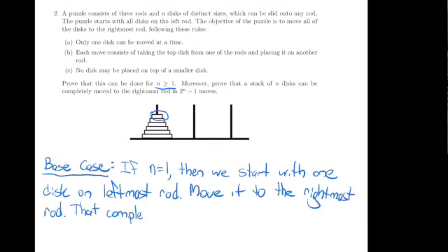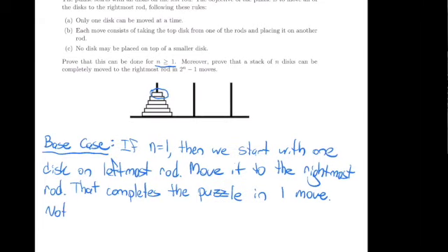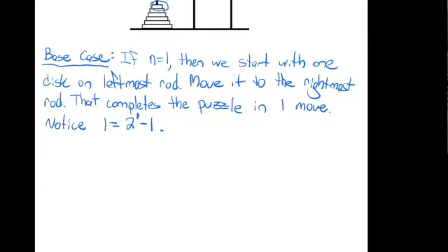That completes the puzzle. And how many moves did it take us to do it? 2^n minus 1. In one move, yeah. Okay, and so notice this checks out, that 1 actually equals 2 to the first power minus 1. So the base case checks out. We can win, and we can show that it's only going to require 2^n minus 1 moves, in this case, 1 move. Okay, any questions about that?